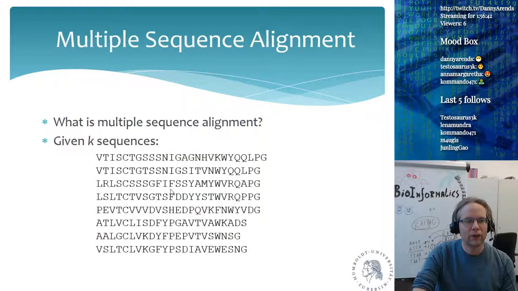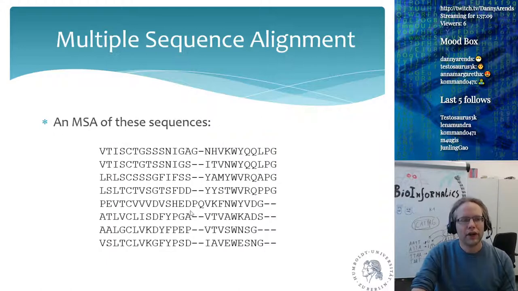So how do you do this? What is multiple sequence alignment? Imagine that we have k sequences: 1, 2, 3, 4, 5, 6, 7, 8. So here k is 8. In theory, you would create an 8-dimensional cube. But since we don't want to create an 8-dimensional cube, we want to use the Clustal-W algorithm. The multiple sequence alignment of these looks like this.